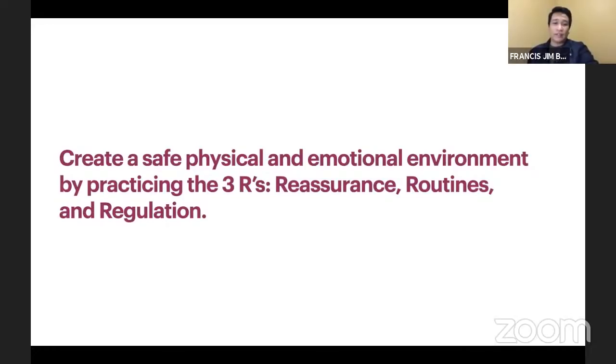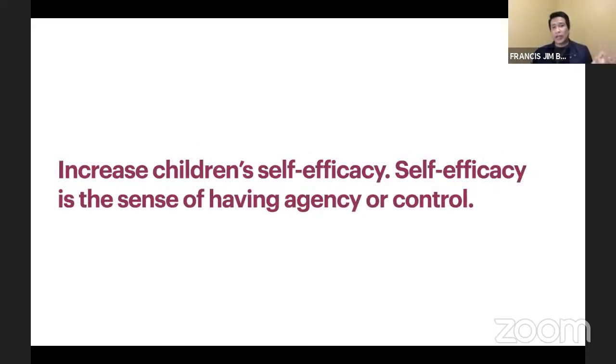Okay, so at this time around, the last thought that I want to give to you is we need to increase children's self efficacy, which means having a sense of agency and control. This is the big idea. One realization that I have, the education that we have right now at this time of the pandemic, teachers do not have much control of what their students or learners are going to do because they are at home.